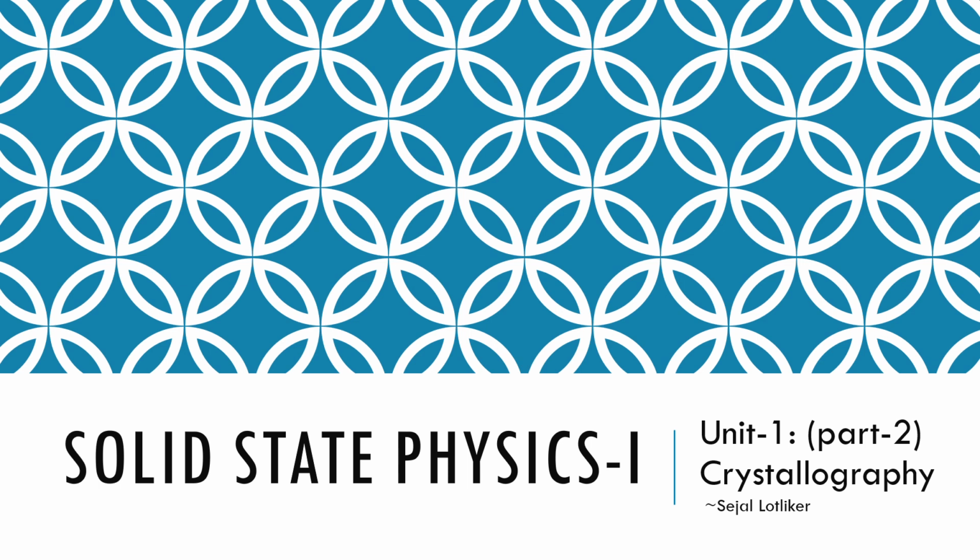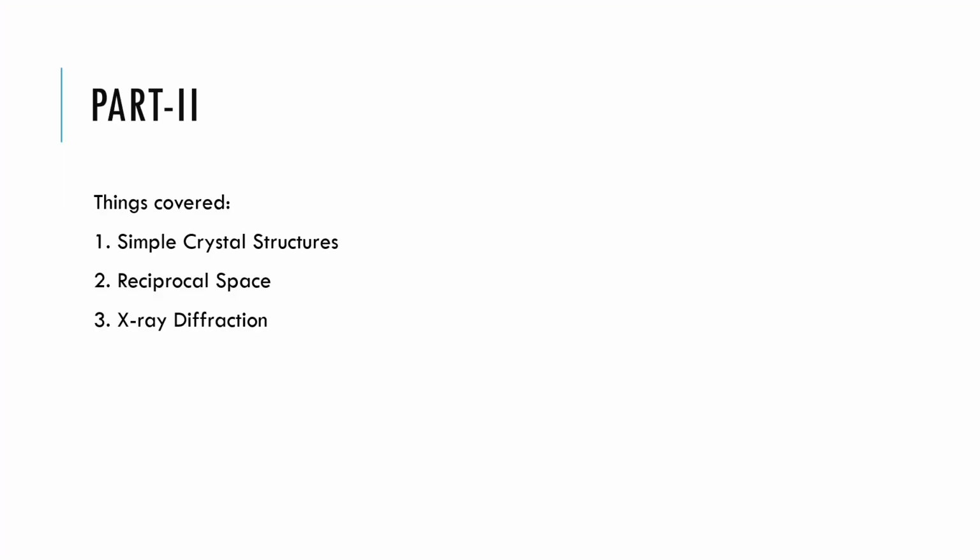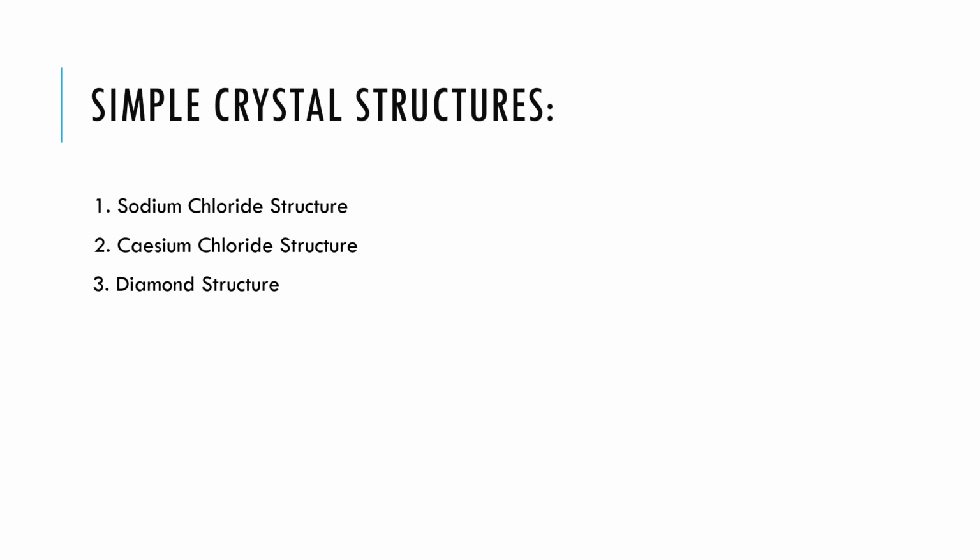So in part 2, the things that are covered are simple crystal structures, reciprocal space and X-ray diffraction. Simple crystal structures: we have included sodium chloride, cesium chloride and the diamond structure. Now let's see the sodium chloride structure.